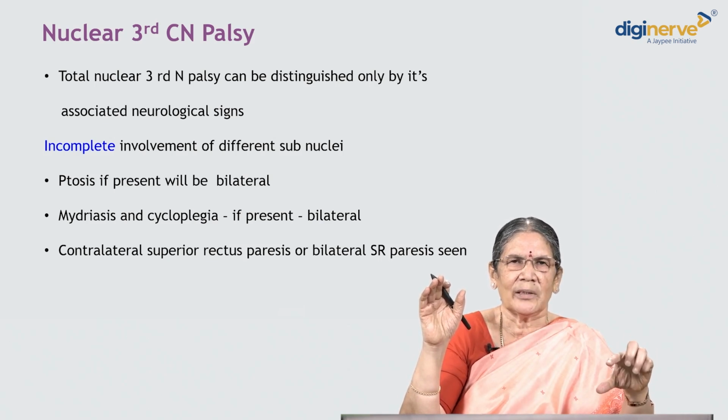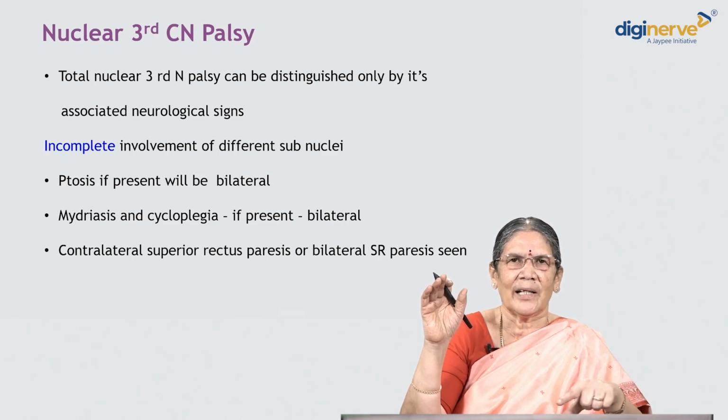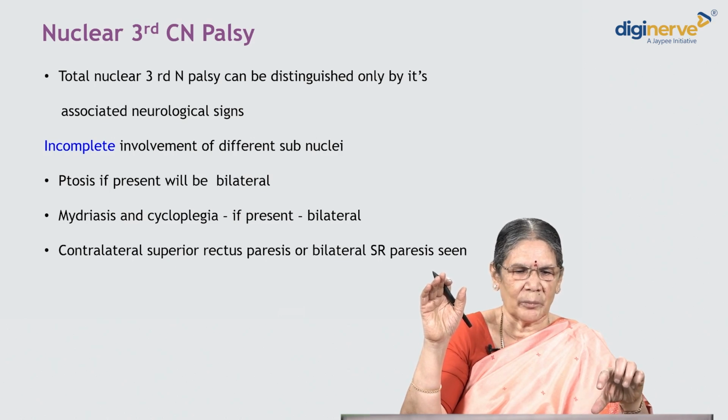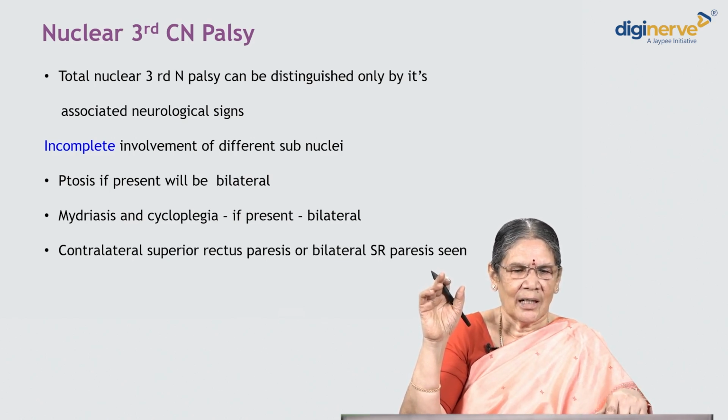In complete involvement, you need to rely on the associated neurological signs, but in incomplete involvement of the subnuclei, you may not have enough neurological signs. The clinical features will be ptosis, which, if present, will be bilateral depending upon the extent of involvement. Mydriasis and cycloplegia, if present, will also be bilateral. Why is it so? Because the fibers to the LPS and the fibers to the pupil and the ciliary muscle are subserved by one single nucleus.